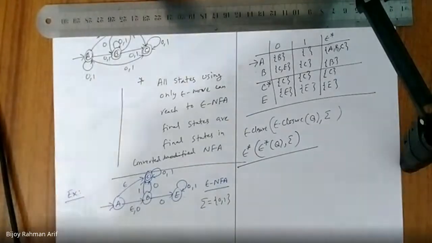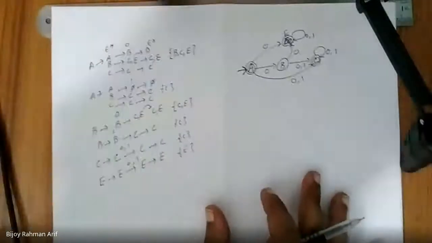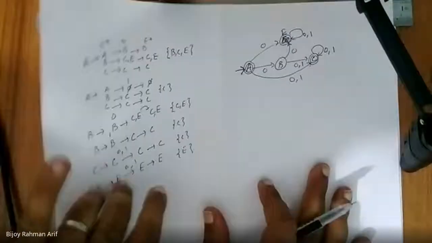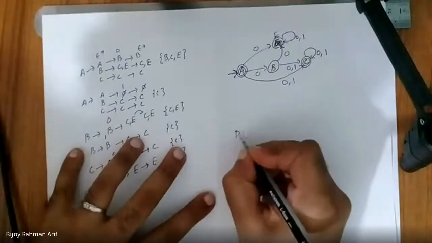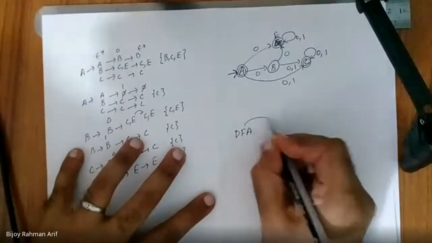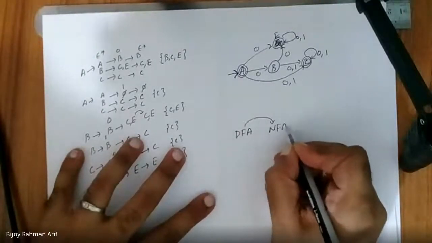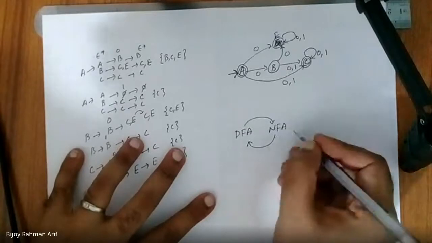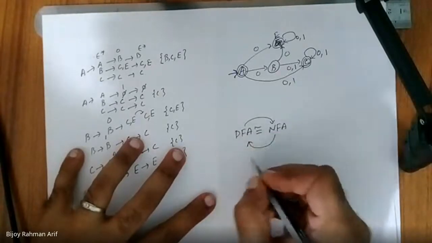Okay, so let's have the concluding remark. We have already proved DFA is a kind of NFA, and using conversion you can convert any NFA to DFA, so they are equal in power.